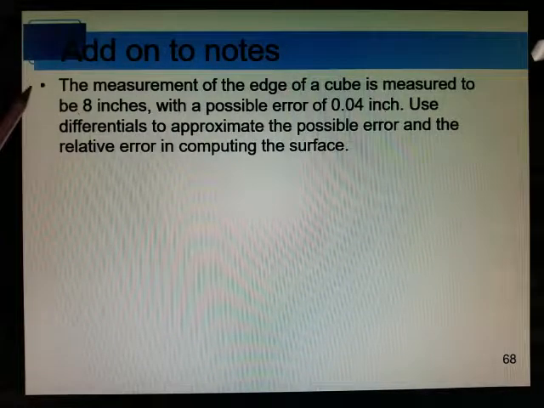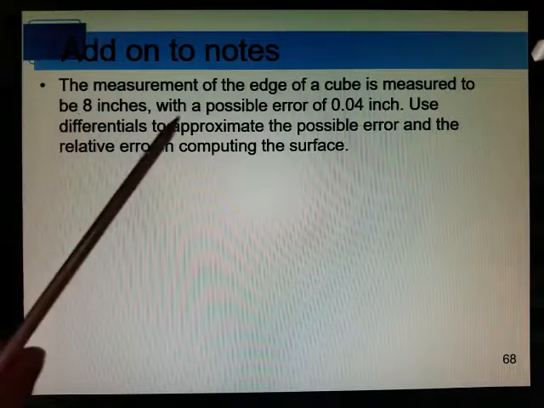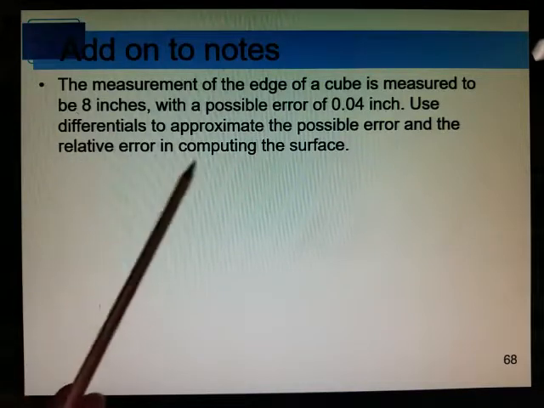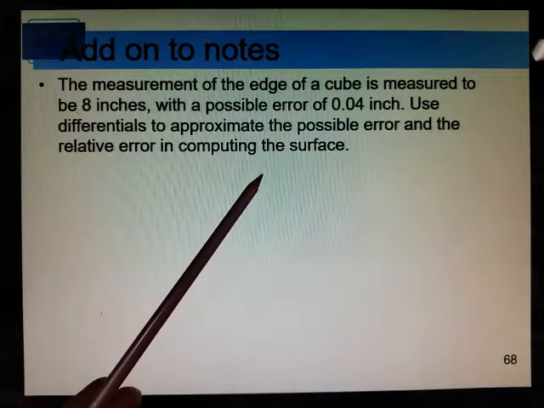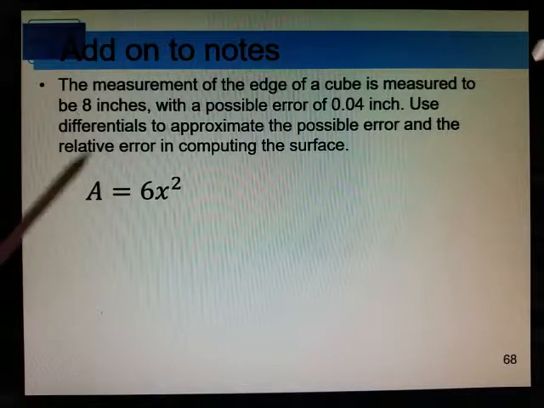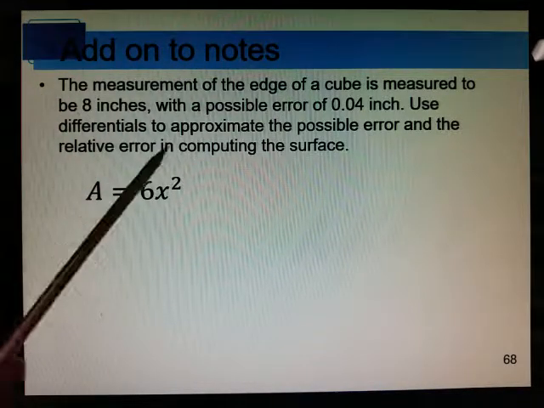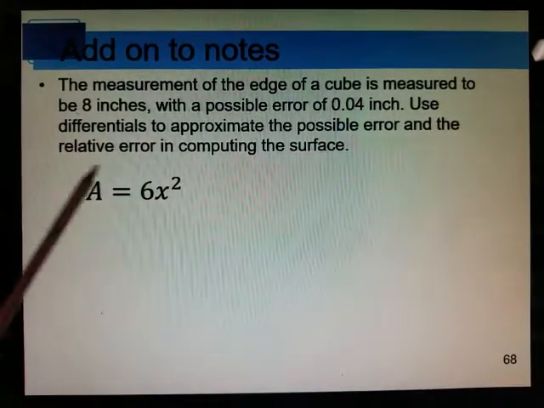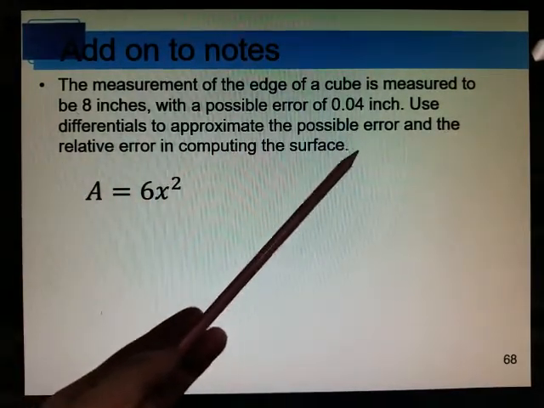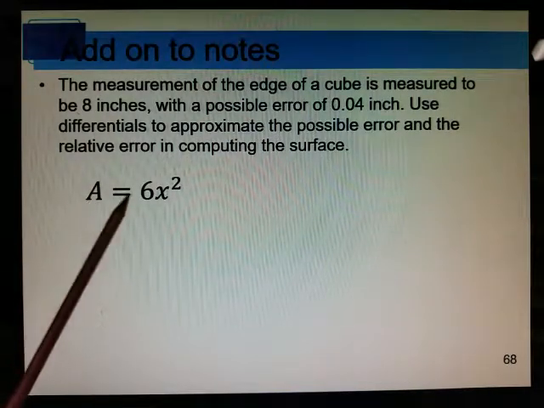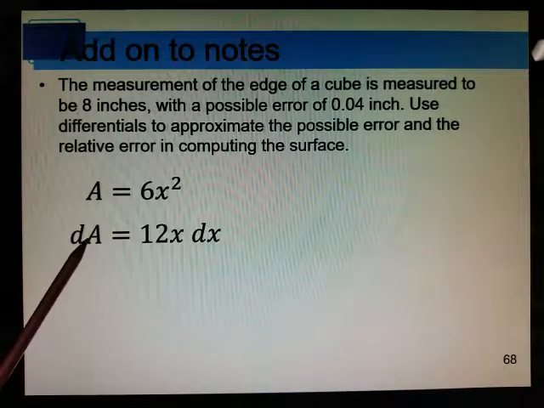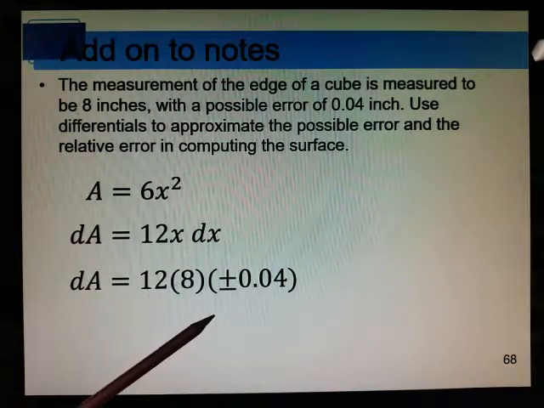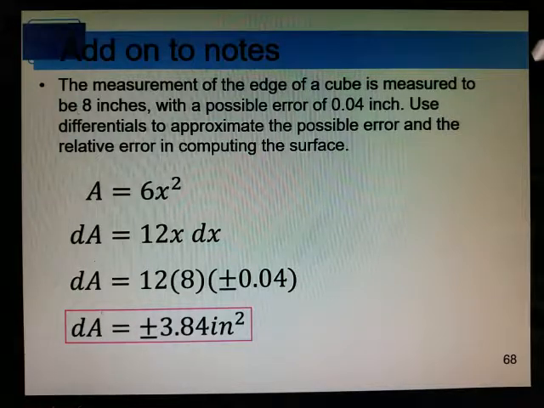The edge of a cube is measured to be 8 inches with a possible error of 4/100ths of an inch. Use differentials to approximate the possible error and the relative error in computing the surface area. This is all about area in here, guys. So the surface area is 6x squared. So for the differential, plug in 8 for the edge, and 4/100ths is what it could be off by. You multiply that, and this is how off the area could be.